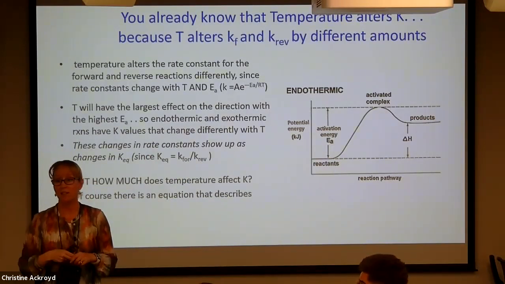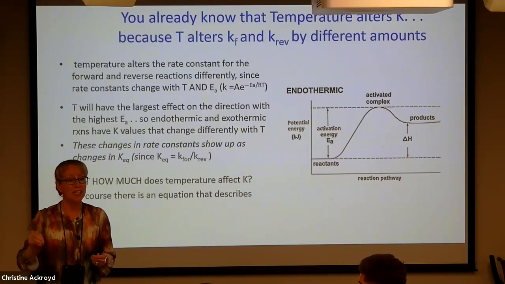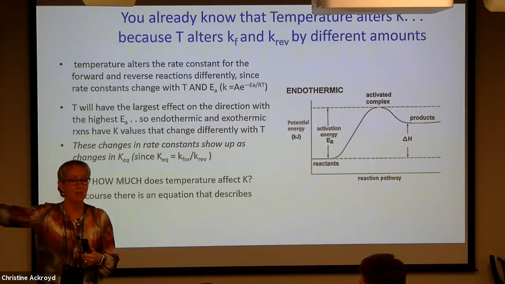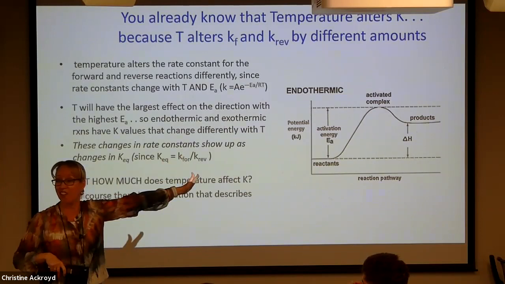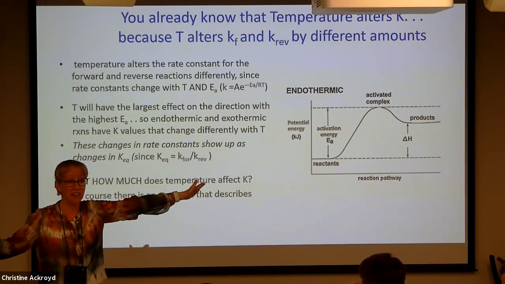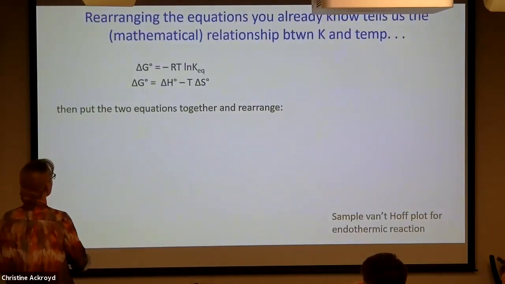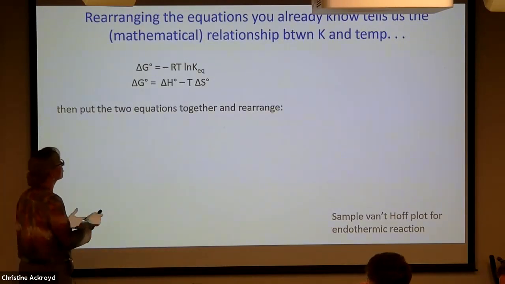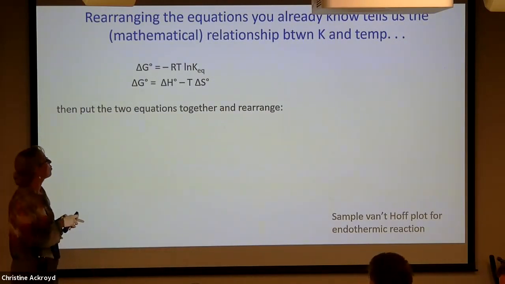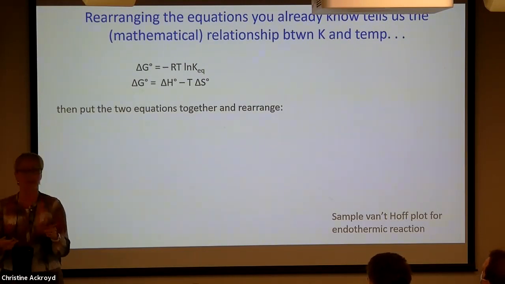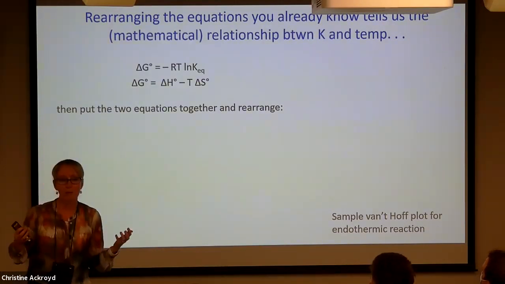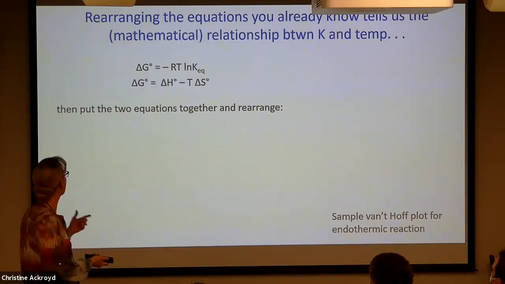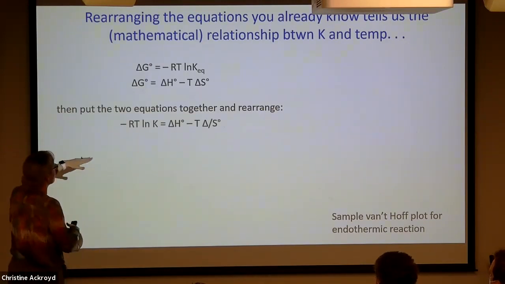Well, eventually, fundamentally, all we need is to have the equilibrium constant on one side of an equation and temperature on the other. Do we need anything else other than that? That's all we need. Okay, so we have two equations. One has K in it and temperature. One has whether the reaction is endothermic or exothermic and temperature. If we're messing with these equations to try to put K on one side and temperature on the other, put the two equations together. Are we there yet?